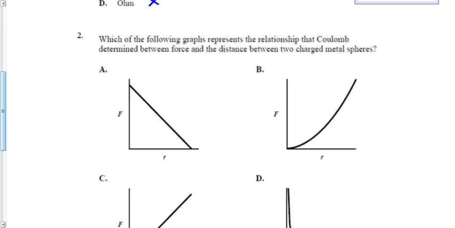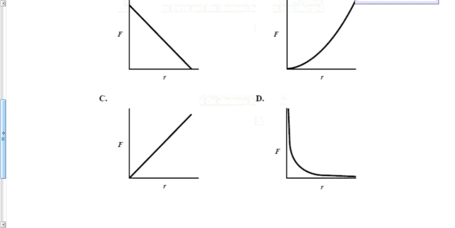Question 2. Which of the following graphs represents the relationship that Coulomb determined between the force and the distance between two charged metal spheres? Force and distance is which one? D. Yeah, force and distance is D. Now, if I wanted to change this to make C the correct answer, how would I change it? There's 2 ways that I can think of to make C the correct answer. David, what's one of them?